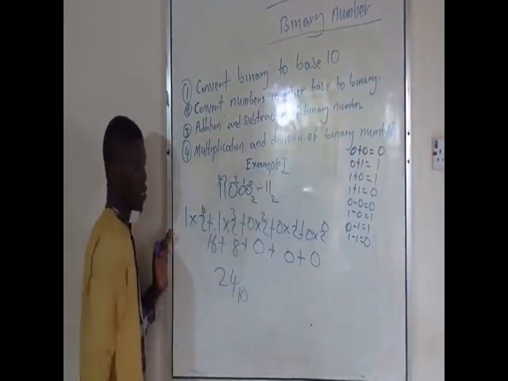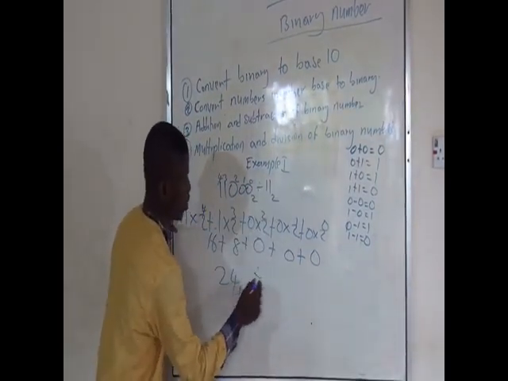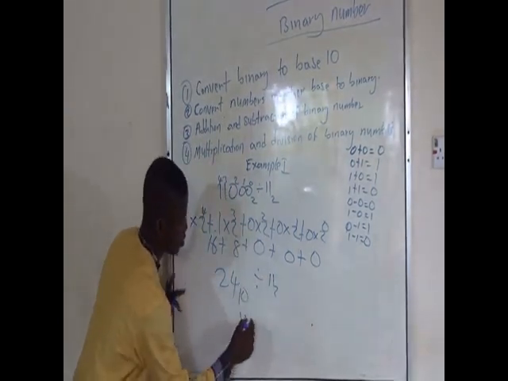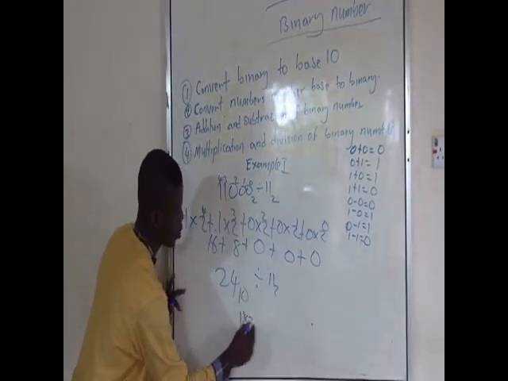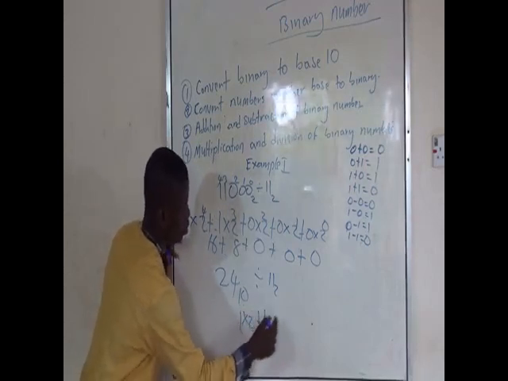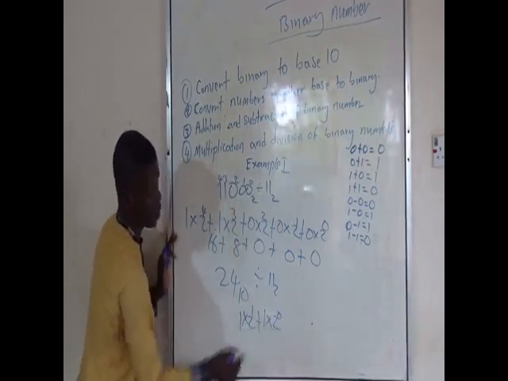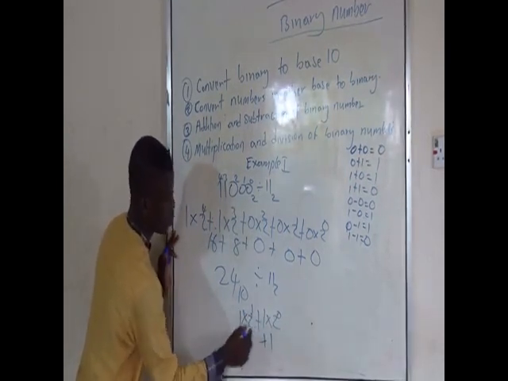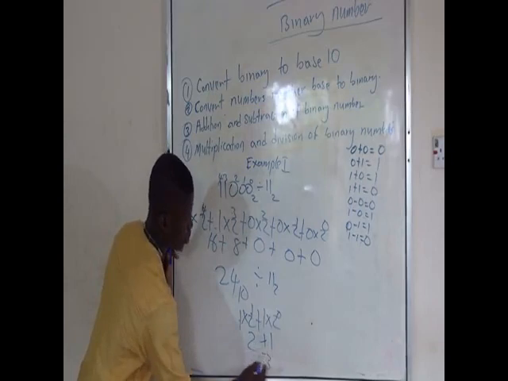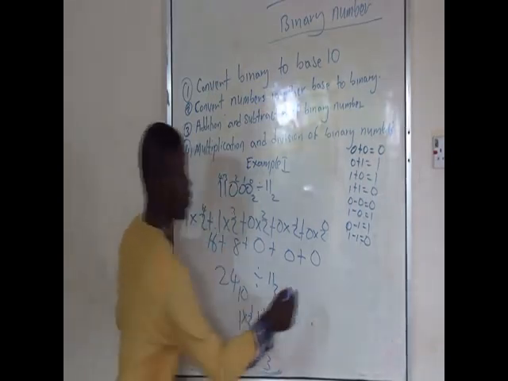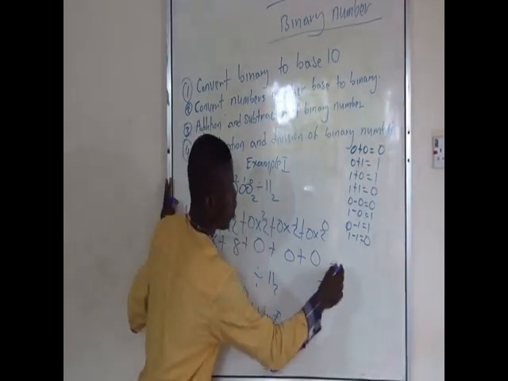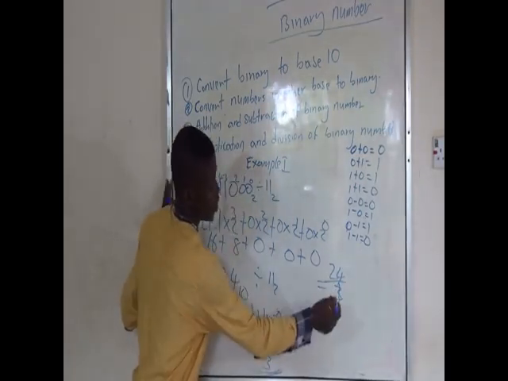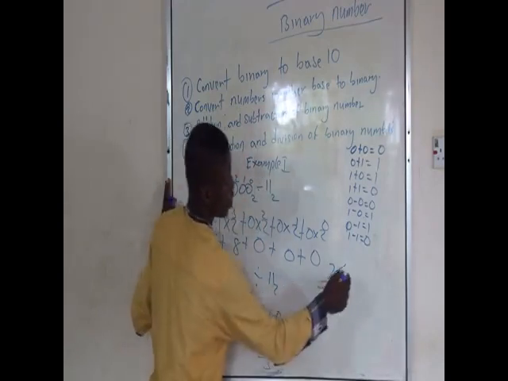Then we change the divisor. 11 is in base 2, so it is 1 times 2 to the power 1 plus 1 times 2 to the power 0. This is 1 already. Plus here is 2. That gives us 3. We have 3. Then we go to this stage. 24 divided by 3 will give us 8.